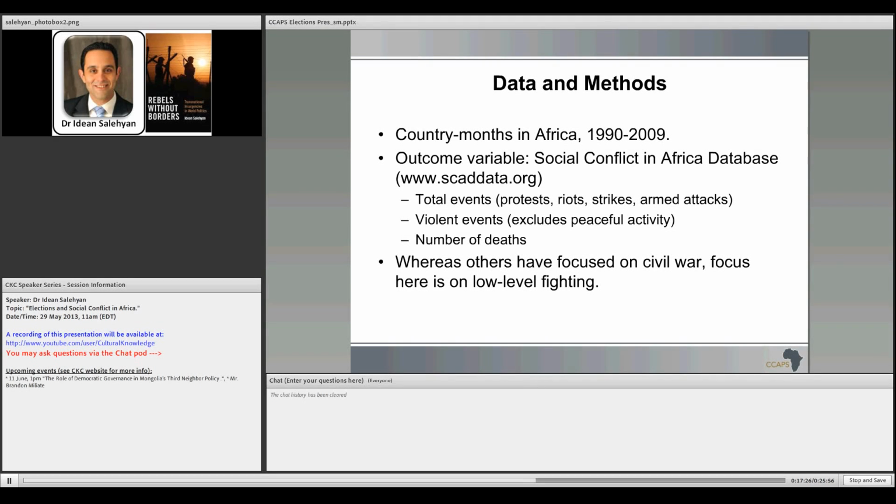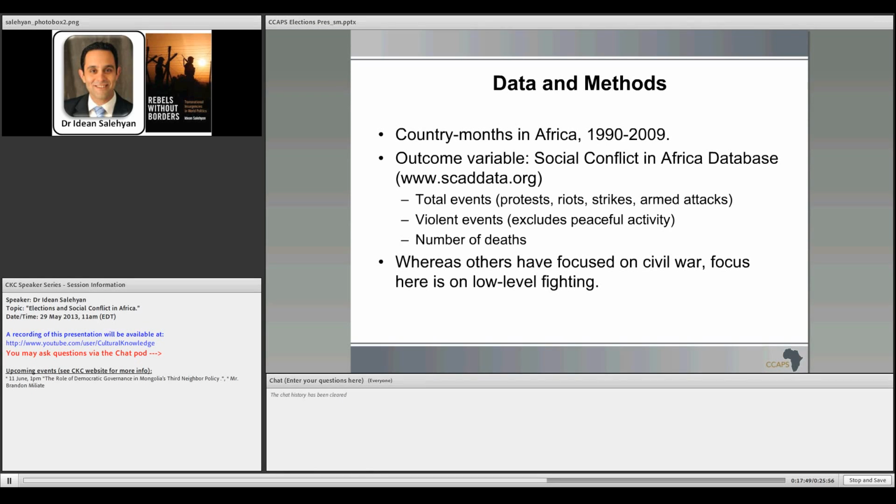So this data comes from a data project that's housed here at the University of North Texas. It's the Social Conflict in Africa database. The URL should be up on your screen. And here we count the total number of events. So these include things including protests, riots, strikes, armed attacks.